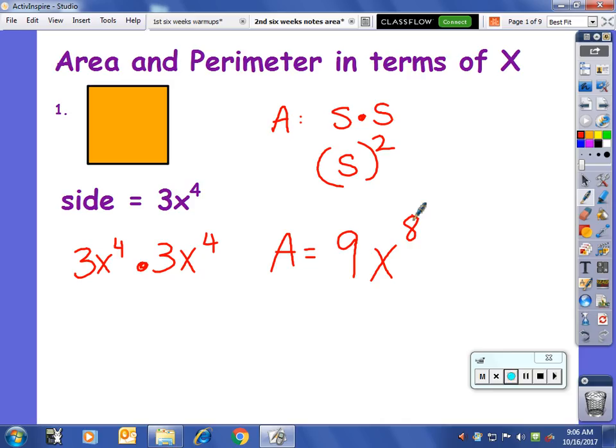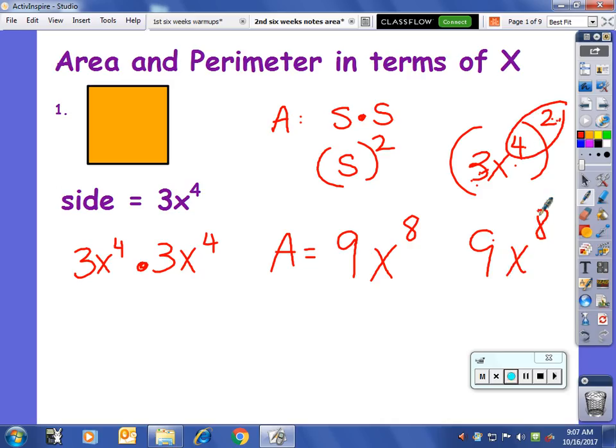Let's work it a different way. Let's just say I wanted to do area of this square as side squared. Let's do 3x to the fourth squared. If we look at it like this, we're still going to get the same answer, because what's 3 squared? 9, and x to the fourth squared is x to the 8th. But I do want you to notice on area the exponents changed.